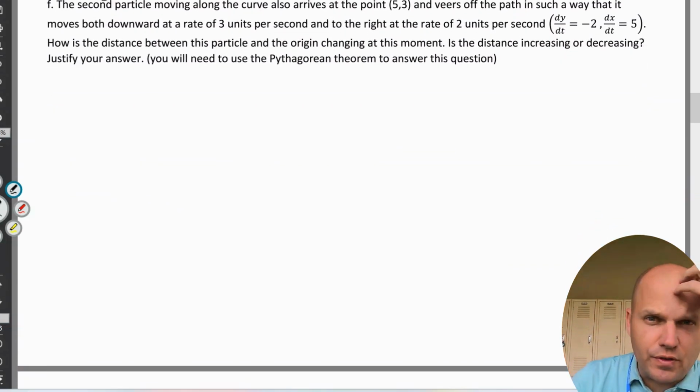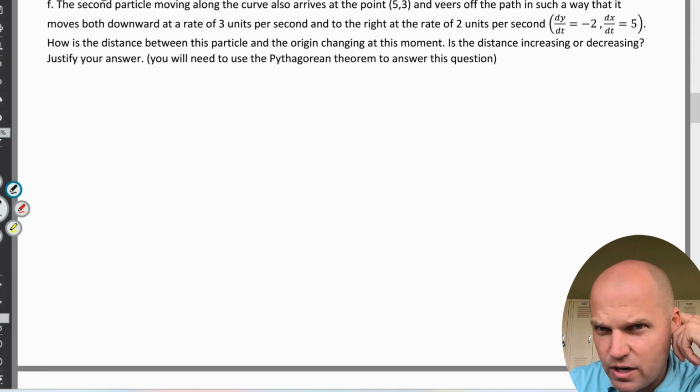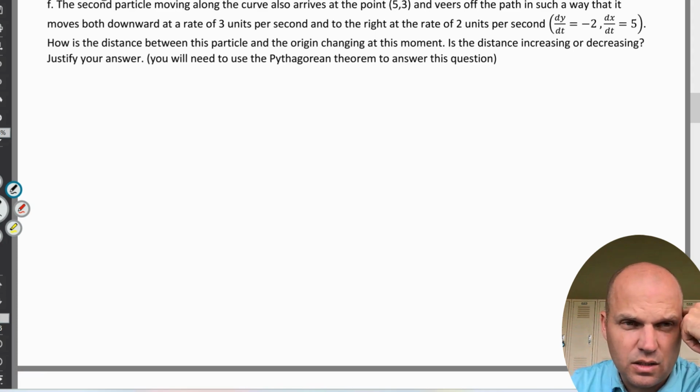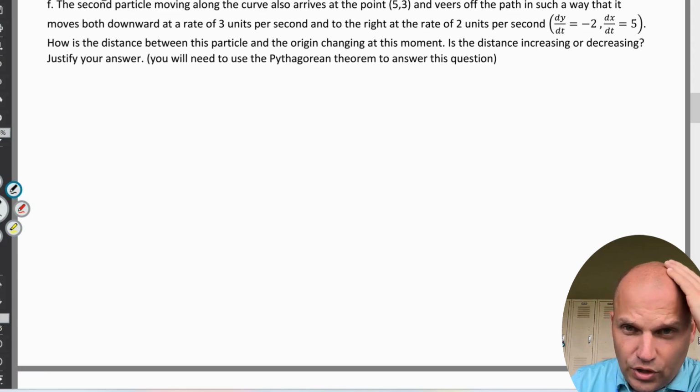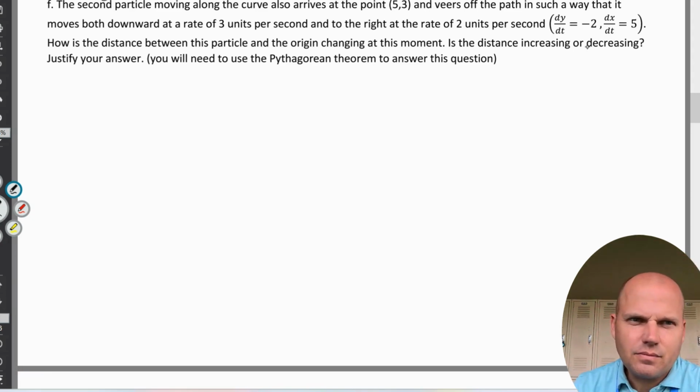Second part moves along the curve. It also arrives at the point (5,3). It veers off the path in such a way it moves downward at a rate of 3 units per second. Well, these numbers do not align. All right. They actually don't really matter. How's the distance between the particle and the origin changing?